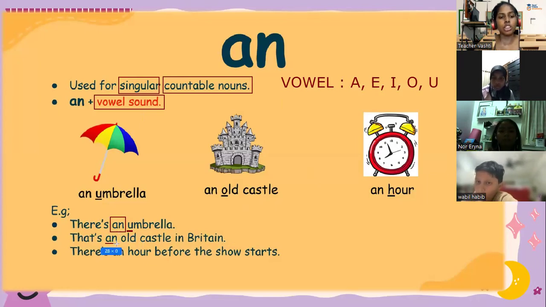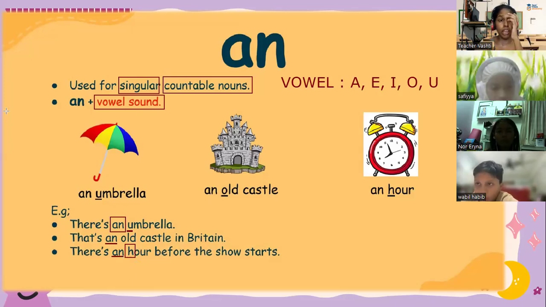Old starts with the letter O, which is a vowel. So you have to use N. There's an hour before the show starts. This is H, bukan vowel. Tapi kenapa cikgu guna N? Why do I use N? Kenapa cikgu guna N? Bukannya A, E, I, O, U.